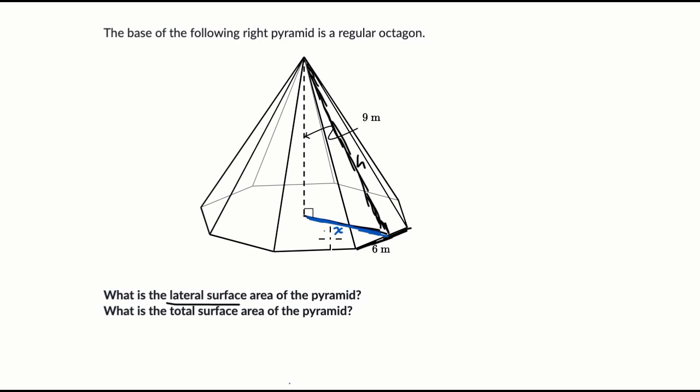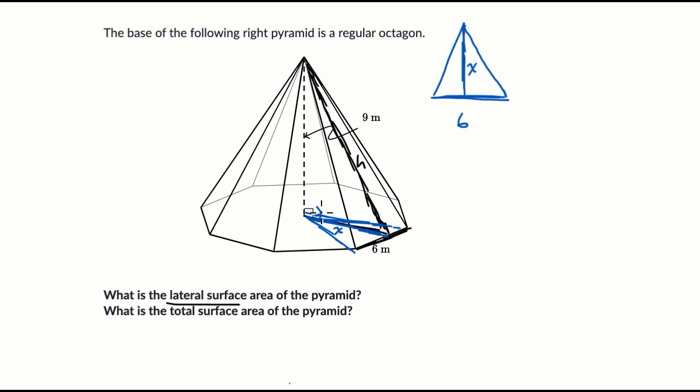Well, I could imagine each of these triangles, each of these 8 triangles that make up that regular octagon. So let me just draw it right over here. So this is a triangle that's making up that regular octagon. I want to figure out the height of this triangle. That is going to be x. I know the base of this triangle is 6 meters. I also know some of the angles of this triangle. How do I figure that out?